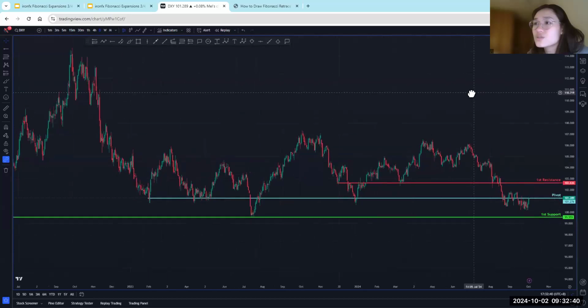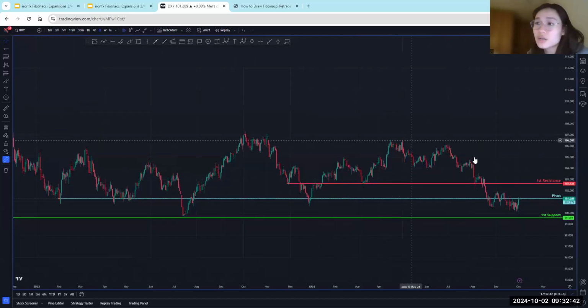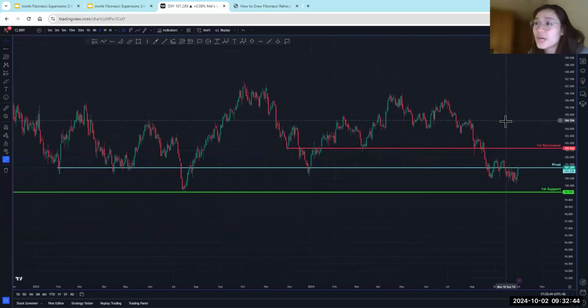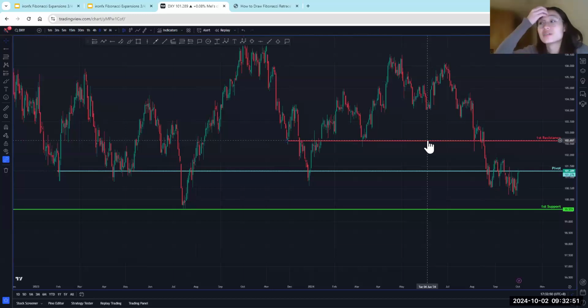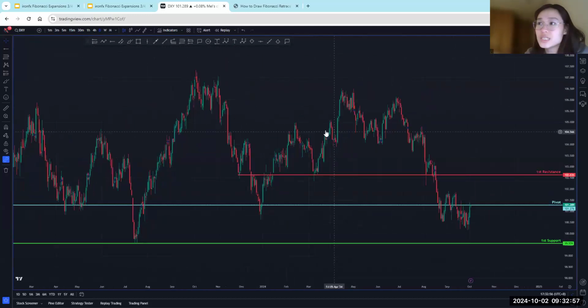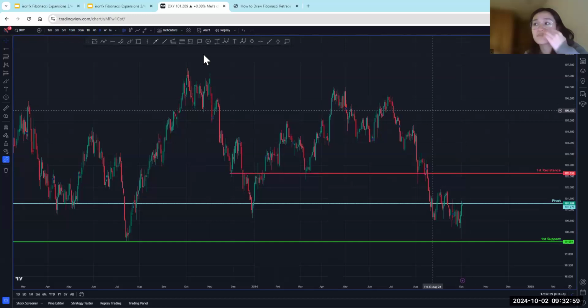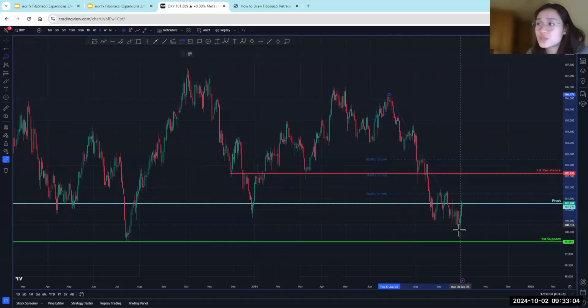Okay, so this is purely just graphical. I'm just looking at where the swing highs and the swing lows react off the most, and I'm just placing my support and resistance levels there. Okay. The next step is then to go in with our Fibonacci levels. So I'm going to start off first with a retracement.